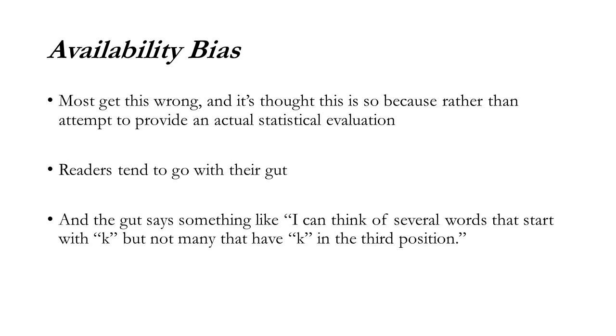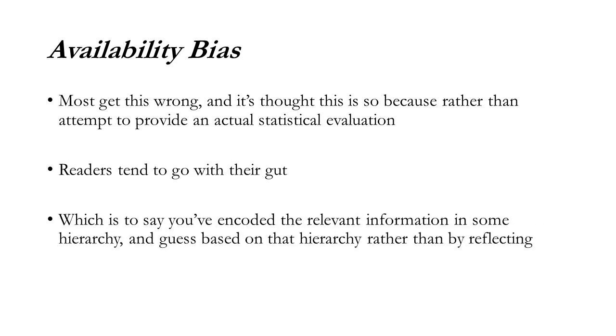Now, most people get this wrong, and it's thought that this is so because rather than attempt to provide actual statistics, readers tend to go with their gut. And the gut says something like, I can think of several words that start with K, but not many that have K in the third position. This is called availability bias. What can you recall from your memory? Which is just to say you've encoded the relevant information in some hierarchy, according to that cognitive model I've been illustrating, and you're guessing based on that hierarchy rather than reflecting.